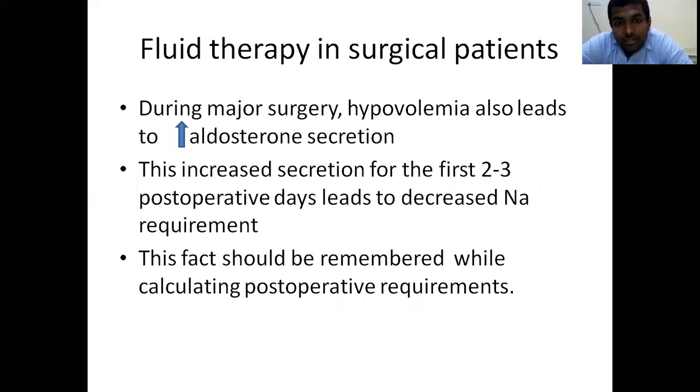Now, this occurs for the first 2 to 3 days after surgery, decreasing the sodium requirement. So, we need to monitor the amount of sodium that is present in the fluid that we are giving the patient.